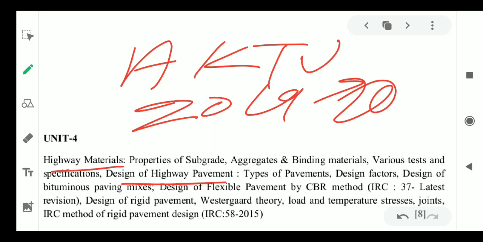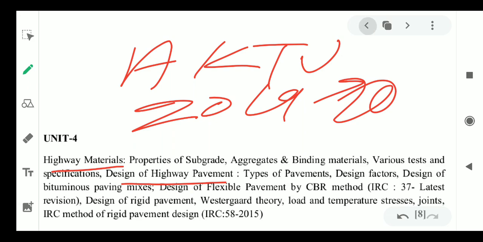In the other section, design of the highway pavement. First, types of the pavement. What are the various types of the pavement? Designing factors of the pavement. Design of bituminous paving mix. Next, design of the flexible pavement by CBR method, and design of the rigid pavement by Westergaard theory. Load and temperature stresses. What are the various types of the joints provided in the design of the rigid pavement, and design of the rigid pavement by IRC methods.